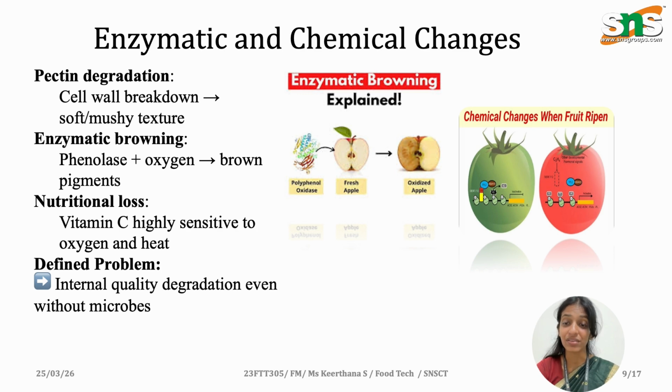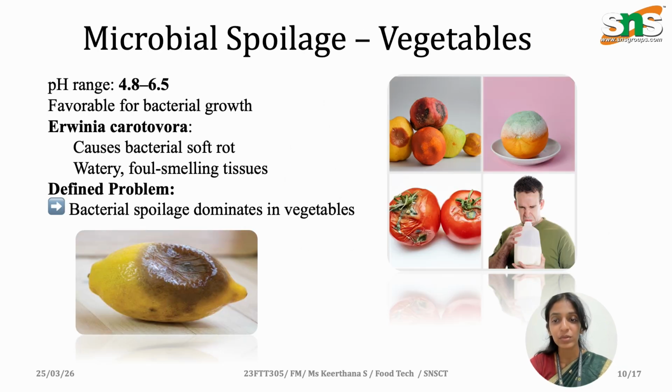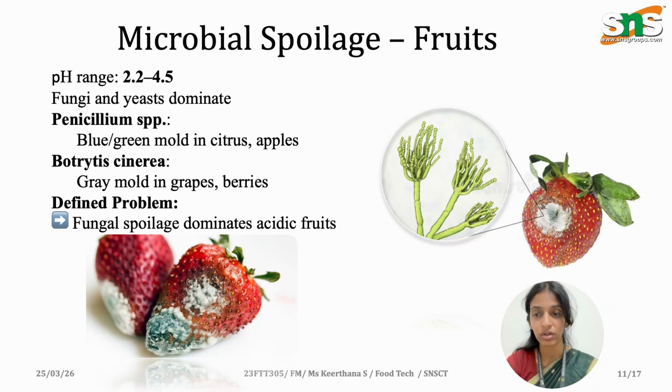And then we have the enzymatic change. Internal changes include pectin breakdown, as a result of which soft texture is obtained, browning reactions, and vitamin loss. Even without the microbes, quality can decrease internally. With respect to microbial spoilage in case of vegetables, microorganisms attack damaged tissues. Vegetables have a higher pH where bacteria can dominate, and fruits are acidic where fungi can dominate. So basically, the pH is going to determine the microbial growth.